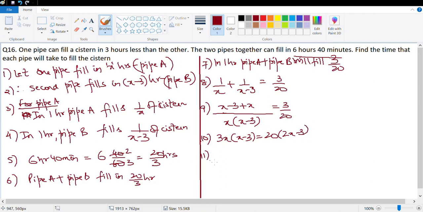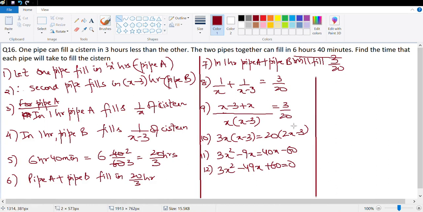Yes, 20 times 2x minus 3. Let's open the bracket. So 3x square minus 9x is equal to 40x minus 60. Let's bring everything on one side. So we have 3x square minus 9 minus 40, that's negative 49x, minus 60 goes here, becomes plus 60, is equal to 0. So now we need to find factors of 60 into 3, that's 180, the sum of which would be 49, or rather negative 49.